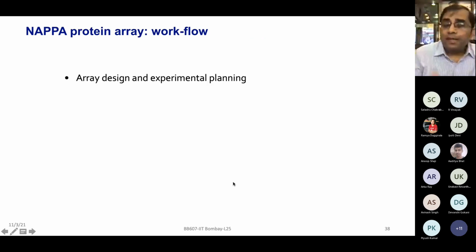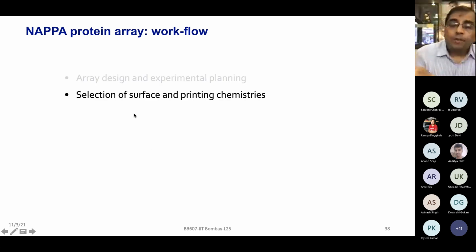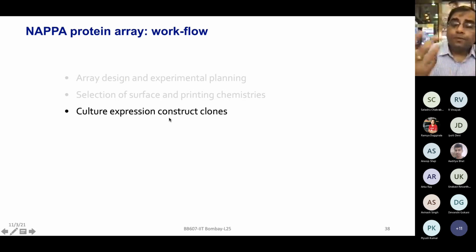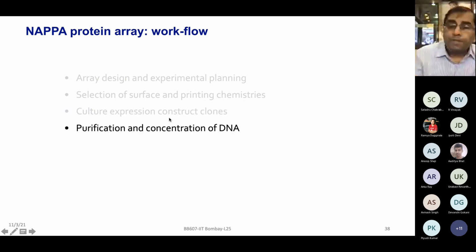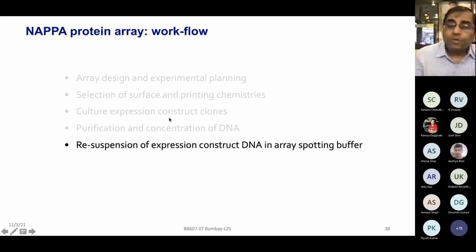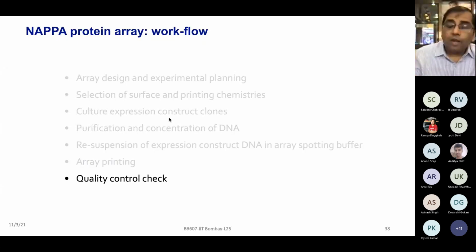And ideally for the NAPA arrays, you have to follow these steps. First thing is, what should be printed on the array? And that is true for any type of microarray based experiment. What should be our array design and experimental planning? Can we select what type of substrate surface will be there? What kind of printing chemistries to be used? Then you are going to culture those clones, purify the DNA, concentrate the DNA. Then you have to resuspend that in the buffer which will be utilized for spotting the DNA on the slides. Then you have to do the printing, followed by various quality control checks, and then only you are ready for looking at any reaction which you would like to proceed with for these applications.